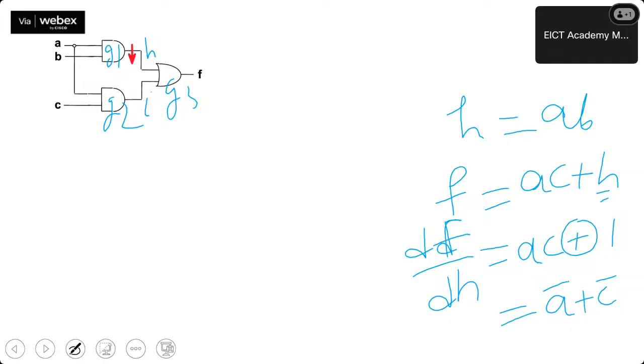Okay. Now, according to the Boolean difference, if I have a fault at h, let me write instead of this, let me write h stuck at 0.